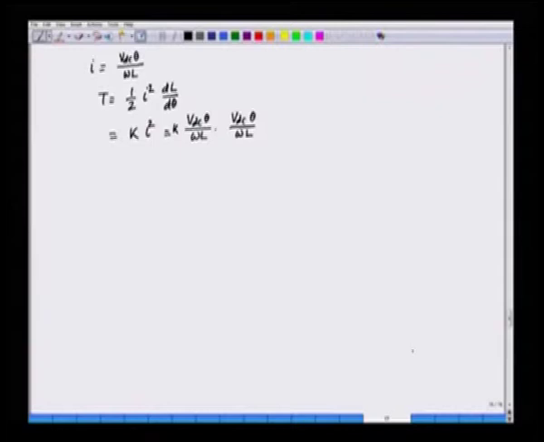Now we can also find out the mechanical power. This is the torque, and the power is equal to torque into speed. So we can calculate the power by the following equation: P is equal to T into omega, and that is equal to k VDC theta by omega L into VDC theta by L. So this is the mechanical power output. So this is same as P out. So this is what we have here.